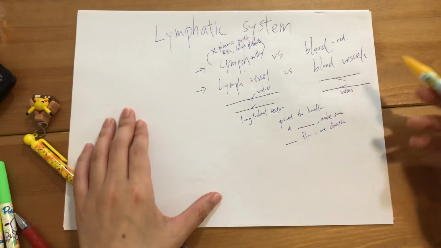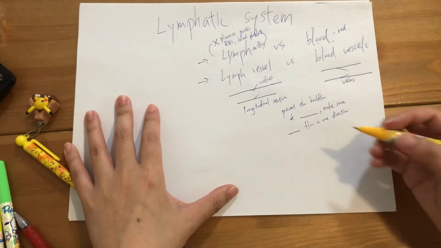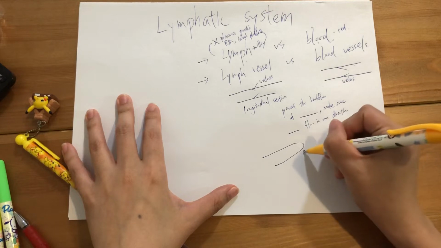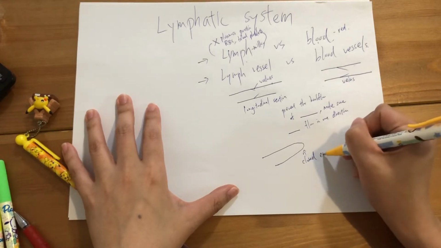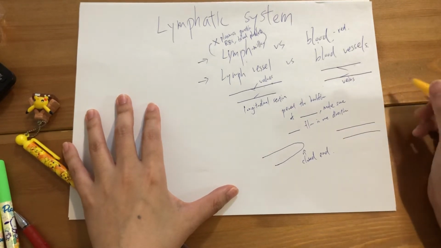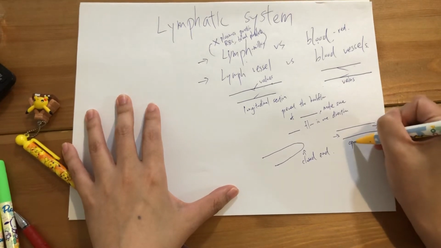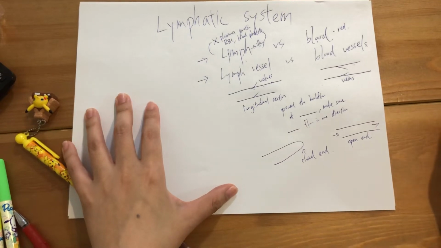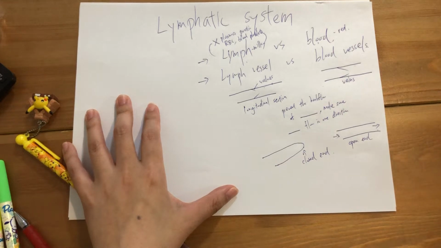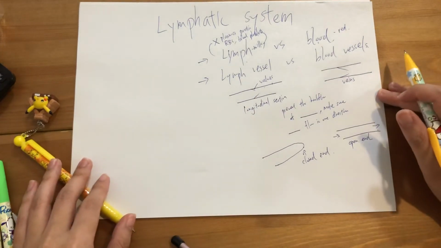And the other difference, I would say this is a similarity. For the other difference, the lymph vessel is like this. We say it is closed end. But for blood vessel, this, we say it is open end. So lymph vessel will be closed end, and blood vessel will be open end. So this is about the lymph vessel and the blood vessels.